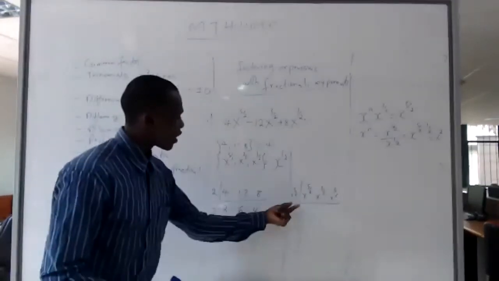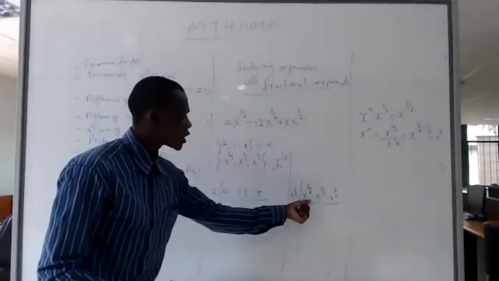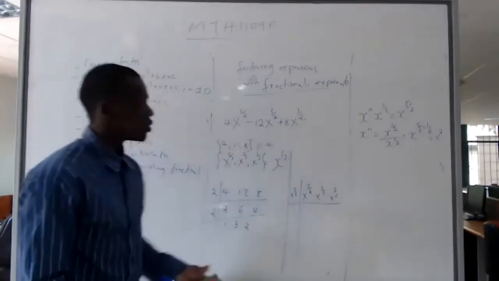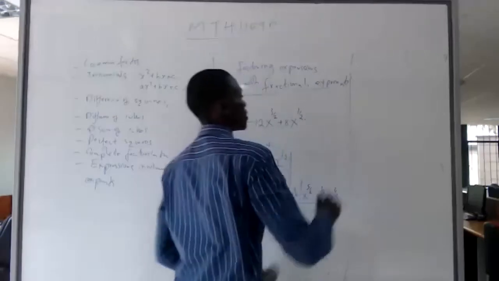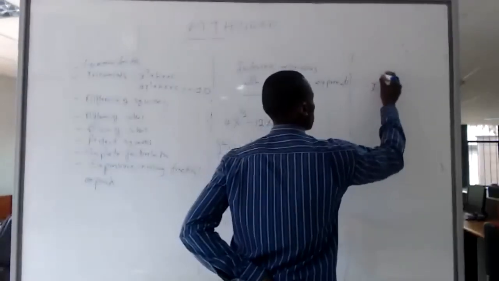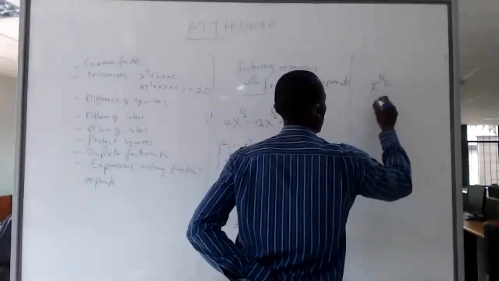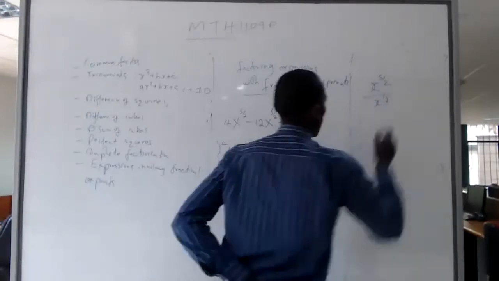Yes, it's okay. Now we want the GCD of the x terms. So we have x power 5 over 2, x power 3 over 2, x power a half. If we start with x power a half, we ask ourselves, how many times does x power a half go into x power 5 over 2? All you are supposed to do is divide x power 5 over 2 by x power a half.